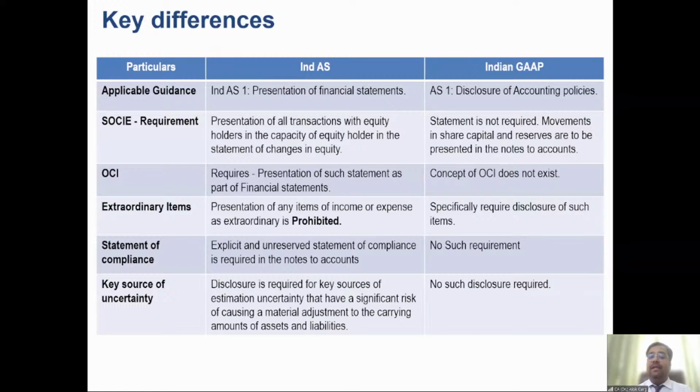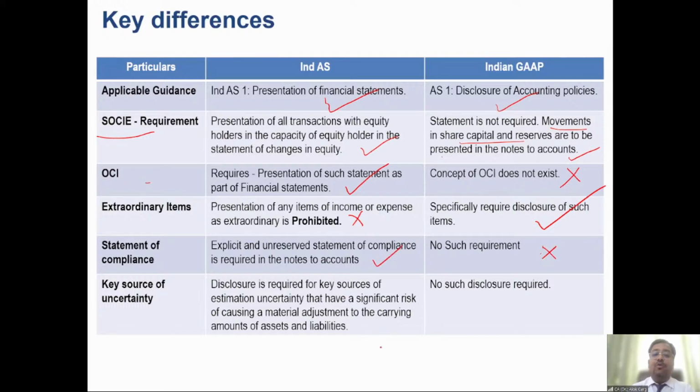Let's discuss the difference between Ind AS and Indian GAAP. In Ind AS, the applicable guidance is Ind AS 1. In Indian GAAP, it is AS 1. SOCI is a separate component in Ind AS, but the separate component is not there in Indian GAAP; movement in share capital and reserves and surplus is required to be shown in the notes to accounts. OCI is a requirement in Ind AS, but not in IGAAP. Extraordinary items are required to be specifically disclosed in IGAAP, but prohibited in Ind AS. A statement of compliance is not required in IGAAP. The statement of compliance is required in Ind AS.